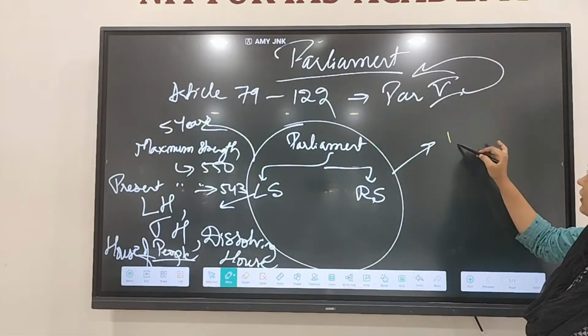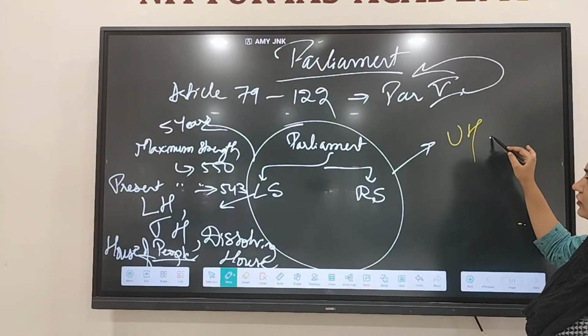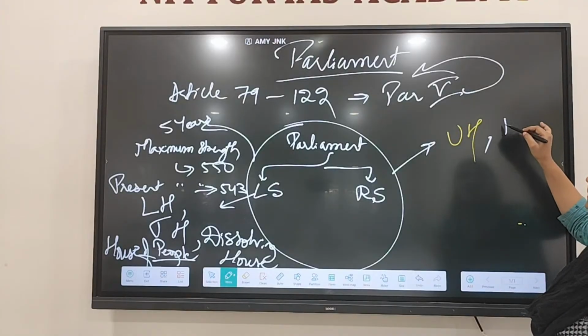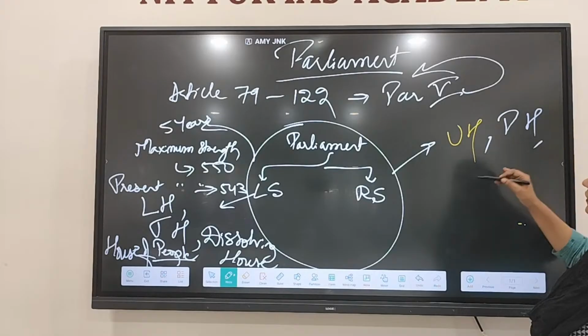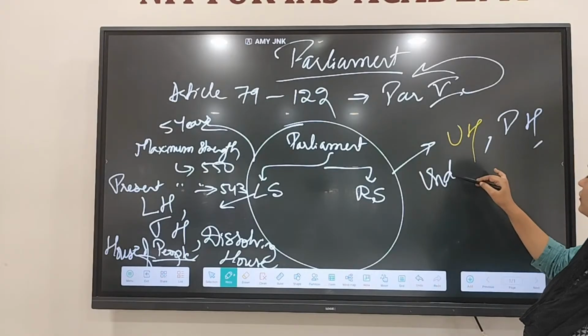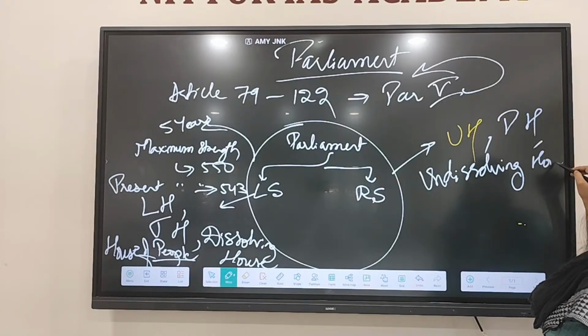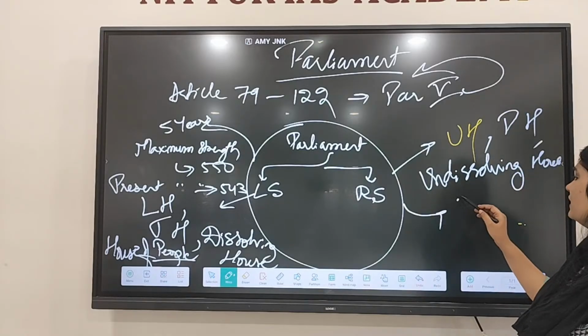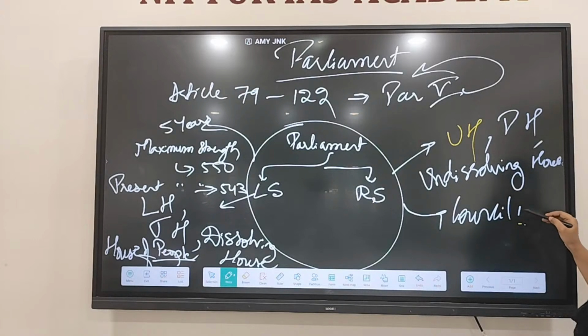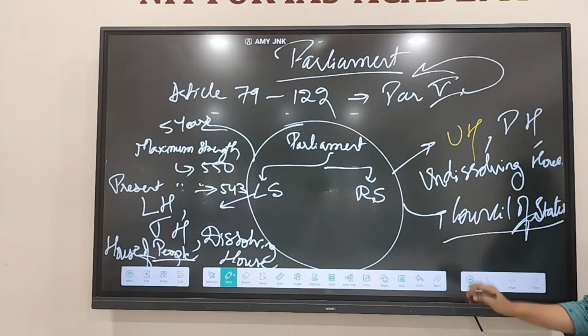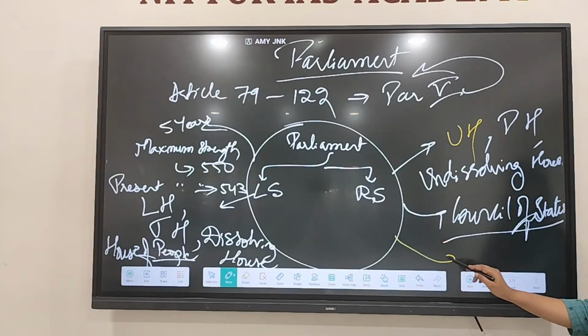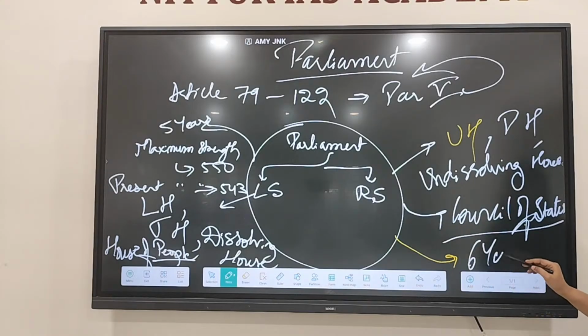Rajya Sabha is also called the upper house. It is a permanent house. It is an undissolving house. It is also called the Council of States. And what is the tenure? 6 years.